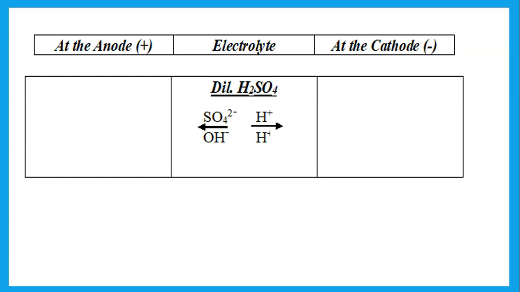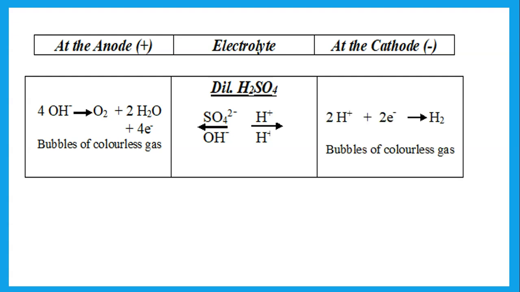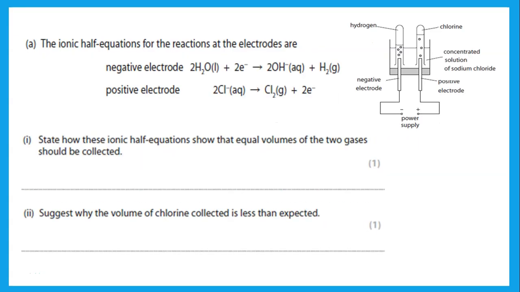Again, at the anode, I have a choice between sulfate and OH minus, and we said always it is the OH minus that would react when compared to sulfate. On the other electrode, we have only H plus ions that take up electrons and become hydrogen.